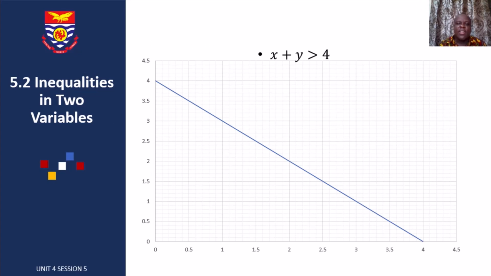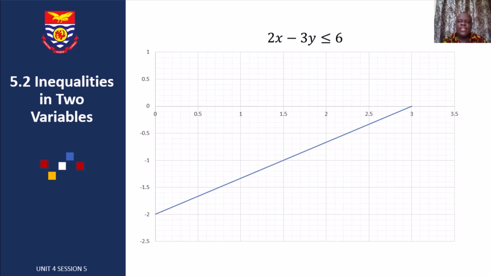After plotting the points for x plus y greater than 4, this is how the line will look. And you see that it moves from 4 on the y-axis to 4 on the x-axis. And it is inclining towards the left, from the lower part of the right to the upper part of the left. We look at the graph for the second inequality, 2x minus 3y less than or equal to 6. So we plot the points (0, -2) and (3, 0), and then you see the graph. It can be extended to the right and to the left so that it becomes longer than this.